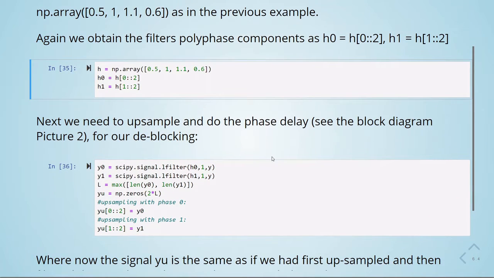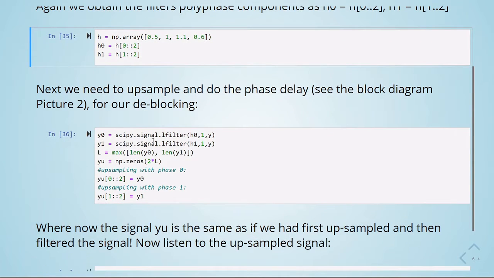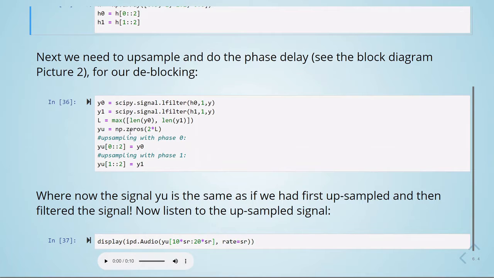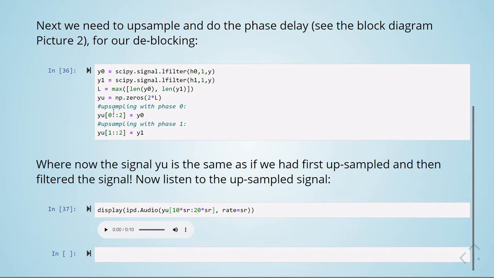Next we need to upsample and do the phase delay for our deblocking. So here we have Y0 and Y1, which we get by filtering Y with H0 and H1. Then we have upsampling with phase 0 and upsampling with phase 1. And what we have now is the signal Y of U, the same as if we had first upsampled and then filtered the signal.